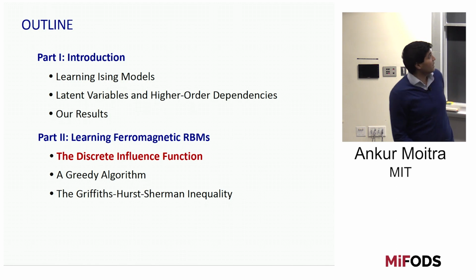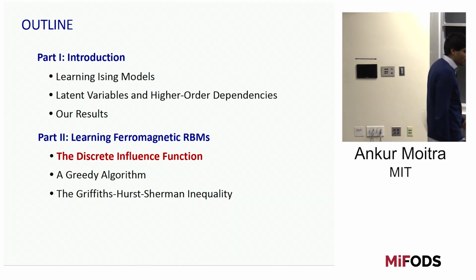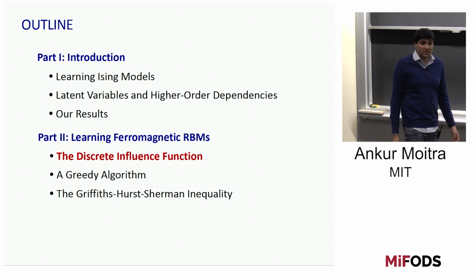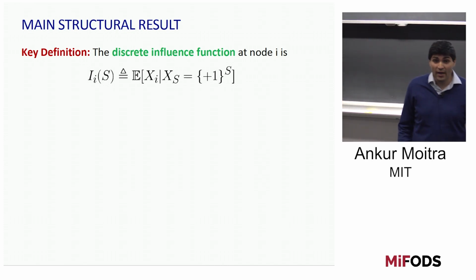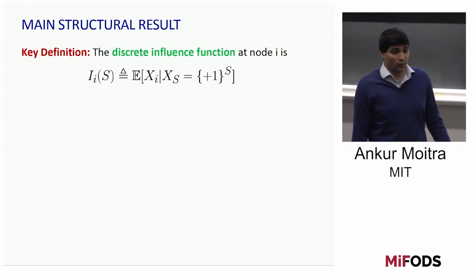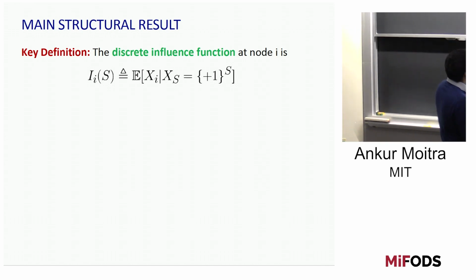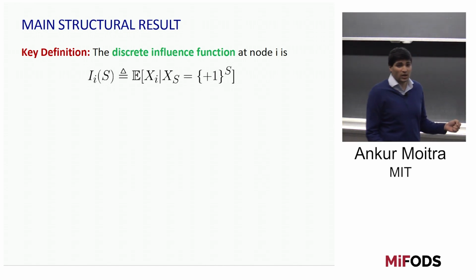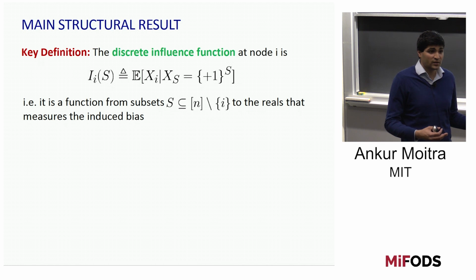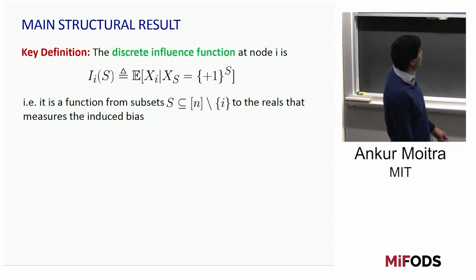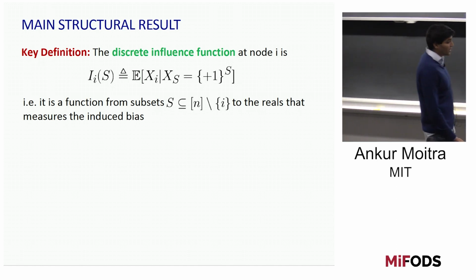OK, so in any case, let's dig into what's actually going on. Here there's a really neat connection between what's going to make the algorithms tick and some old properties in mathematical physics. There's going to be a key function which is going to play the major role in this learning algorithm. It's called the discrete influence function at some node i. What you do is you measure the expected spin, the expectation of x_i, conditioned on some set of variables S being set to all +1. So you're thinking about this function as it maps a subset of the nodes. Once you pin those to be the value +1, you ask what the effect is on the bias of some other node. So this function just maps subsets to a real value.